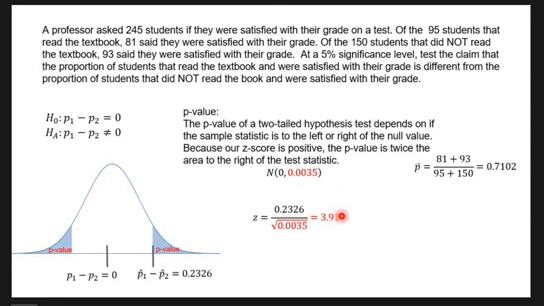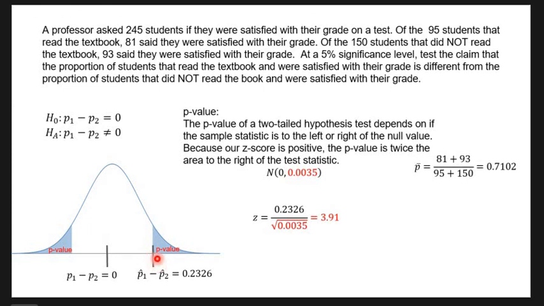Once you have the test statistic, 3.91, you can use it to calculate the p-value. Now, because the alternative hypothesis is that the difference is not equal to 0, I can then find the p-value by finding the area to the right of the test statistic, or to the right of the sample statistic if you're looking at the sampling distribution.